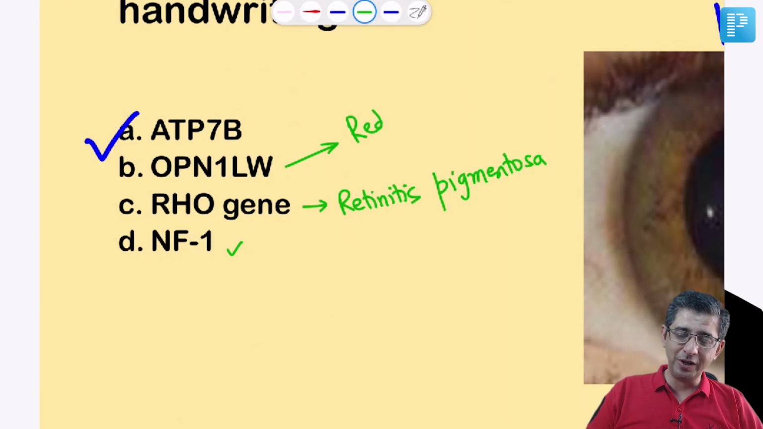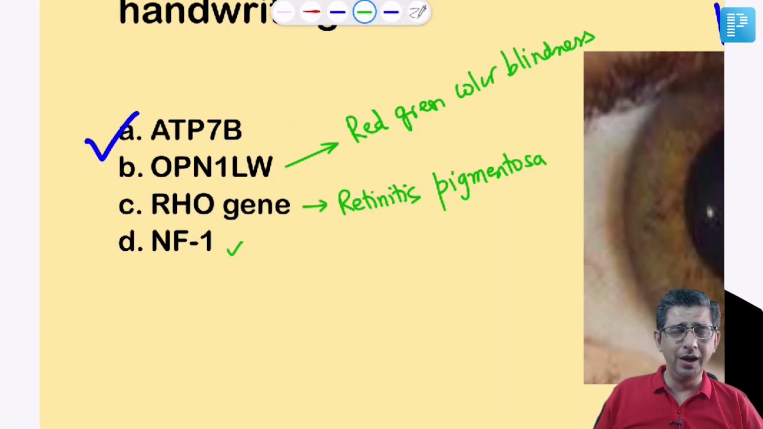Guys, this gene is present on the X chromosome and is related to red-green color blindness. We all have read about red-green color blindness, but we usually neglect the gene. And any gene can be asked per se. In fact, in the Telegram group, I had discussed a list of all the genes, and I had requested you to go through at least 5 genes every day, so that you never know which one might come in handy.